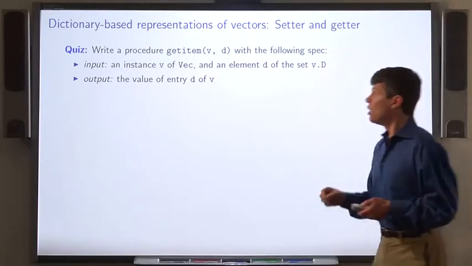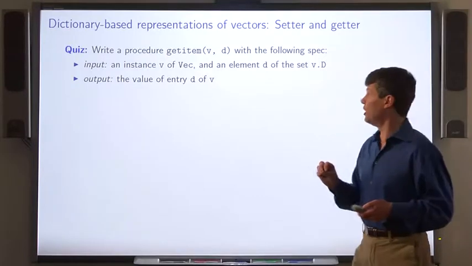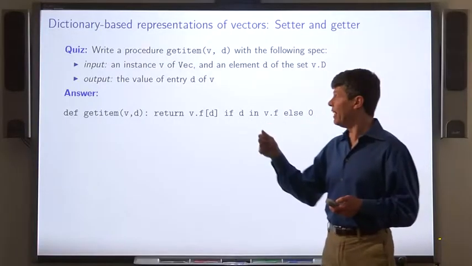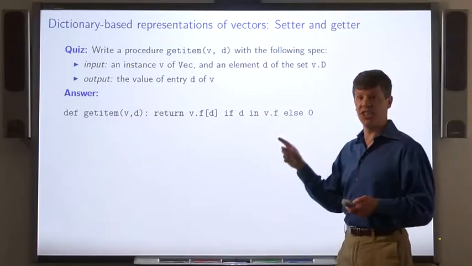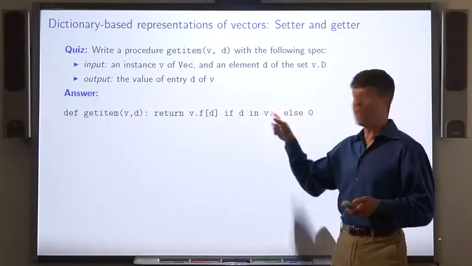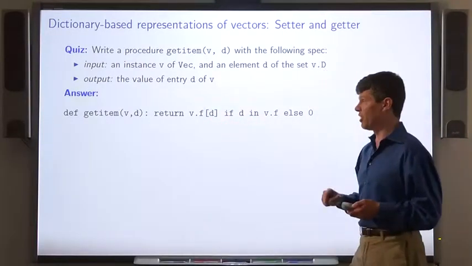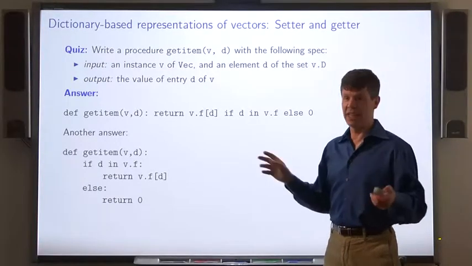Here's a quiz. Write the corresponding getItem procedure. It takes a vector v and a domain element d, and it outputs the value of entry d of the vec v. Here's the answer. If the domain element d is one of the keys of the dictionary v.f, then the procedure returns the corresponding value. And if not, return 0. Here's an alternative definition, a little less Pythonic.